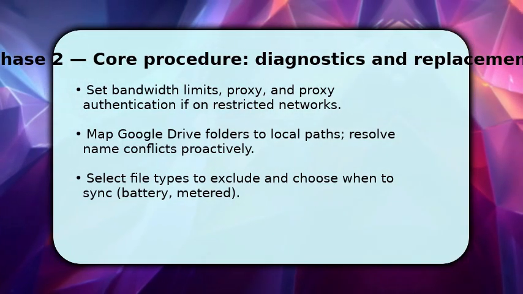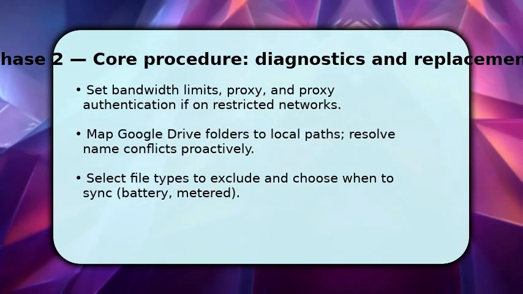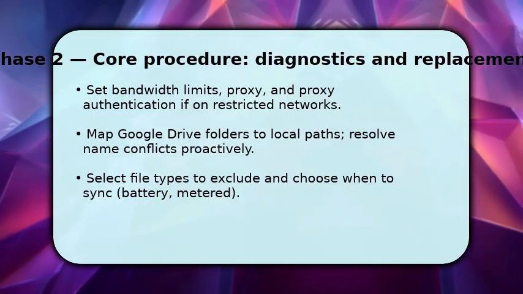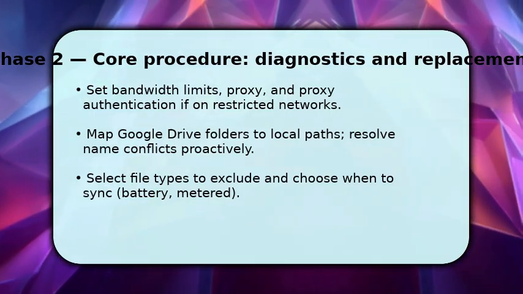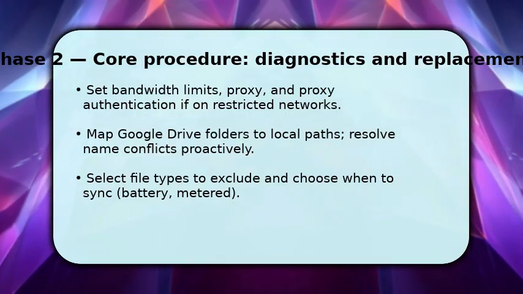Make exclusions for large file types you don't need synced, and set rules for syncing only on Wi-Fi or when plugged in to preserve mobile data and battery. These detailed settings control speed, storage, and version integrity.